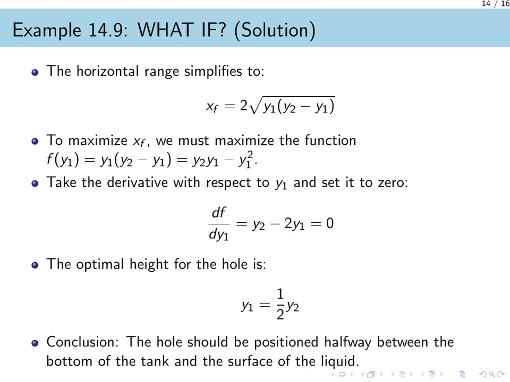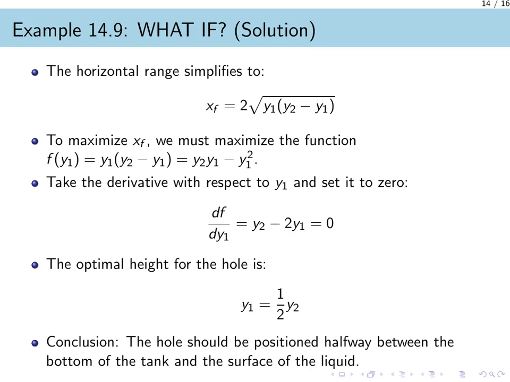We find the maximum value by taking the derivative of this function with respect to y1 and setting the result equal to 0. The derivative works out to be y2 minus 2 times y1. When we set this equal to 0 and solve for y1, we find that the optimal height is exactly 1/2 of the total water height, y2.